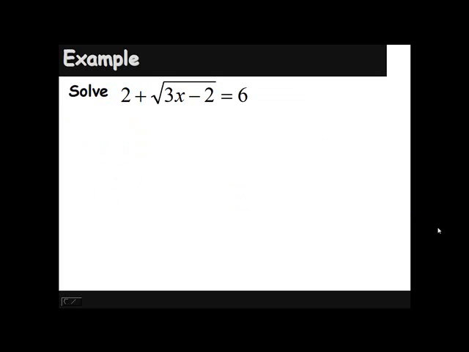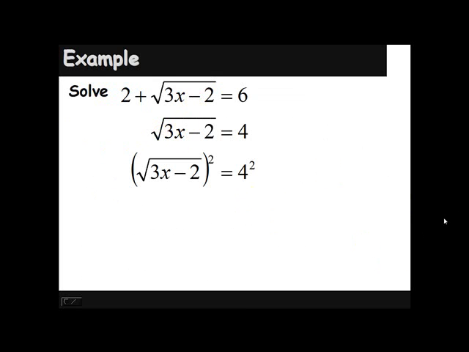Here's an example. 2 plus root 3x minus 2 equals 6. We're first going to subtract the 2 from both sides to isolate the radical, and then we're going to square both sides. So we've got root 3x minus 2 all squared. That's just 3x minus 2, and 4 squared is 16. Now we just have a simple linear equation. We'll go ahead and add 2 and then divide by 3.